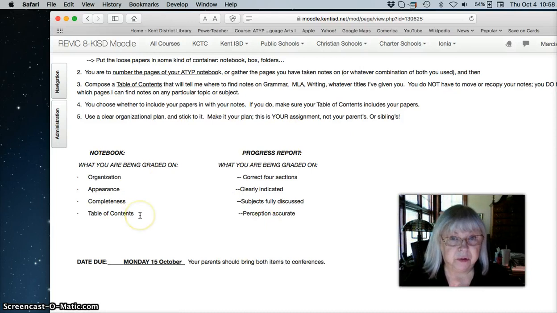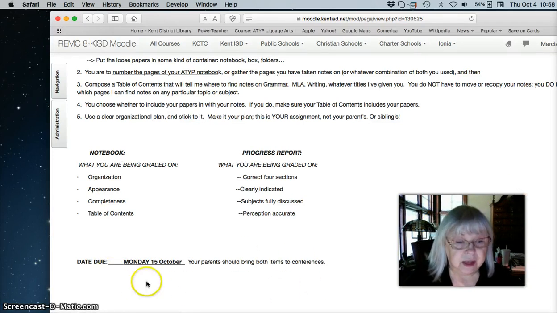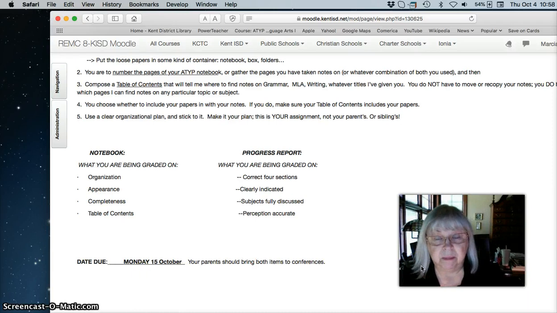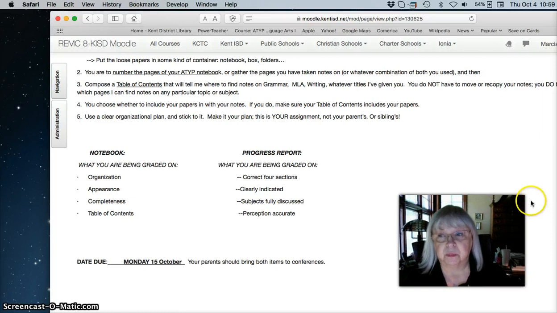So there's two different things going on at the same time. You're going to clean up your notebook and get it completely organized with a table of contents, and you're going to write a progress report that tells your parents what has happened since you started with ATIP. And this must be done before my parent-teacher conference with your parents on the 15th. You have till the 15th. Your parents will bring them.